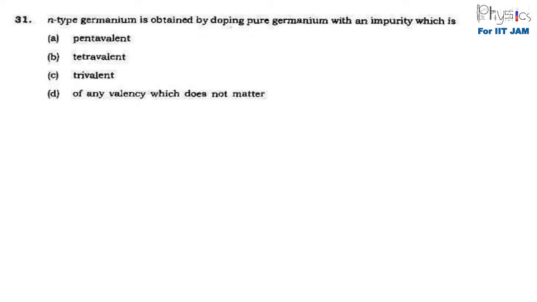Another easy question: N-type germanium is obtained by doping pure germanium with an impurity which is option A pentavalent, option B tetravalent, option C trivalent, option D of any valency which does not matter. Now tell me which is the correct option here.